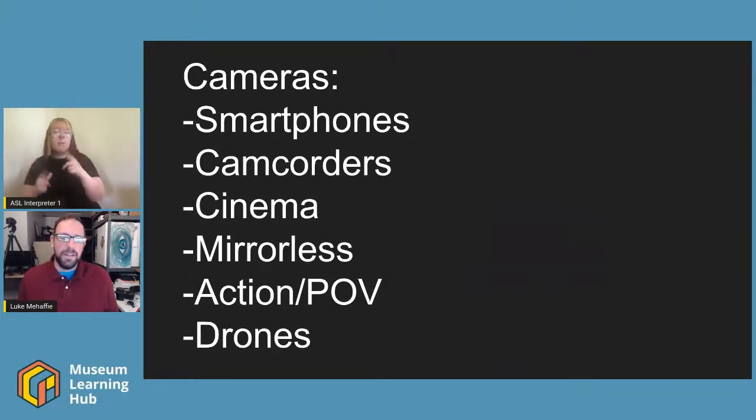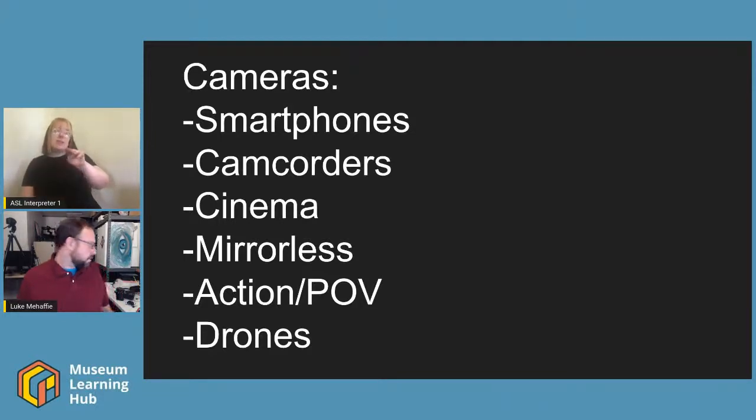Smartphones, as I said, camcorders, that's what we started out with here at the museum. We had one Canon Vixia camcorder. It shot full HD, and that's pretty much it, but it was what we had, so that's what we did a lot of stuff with. Cinema cameras are meant to have a lot more professional settings, and you can add on batteries or export data via an SDI connection. There's a lot of things that you can do in a cinema camera to tweak the settings.